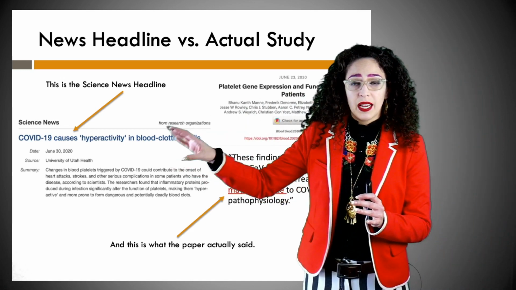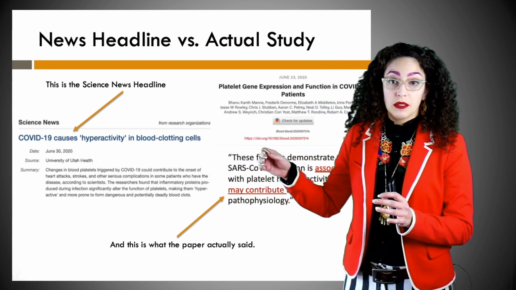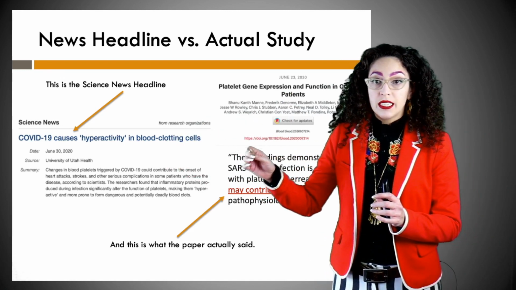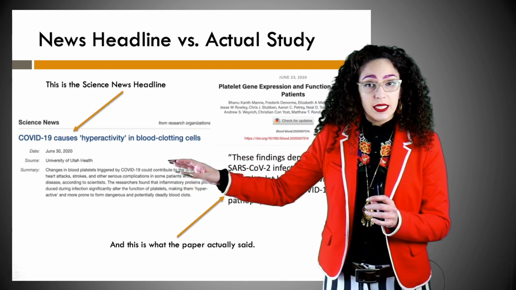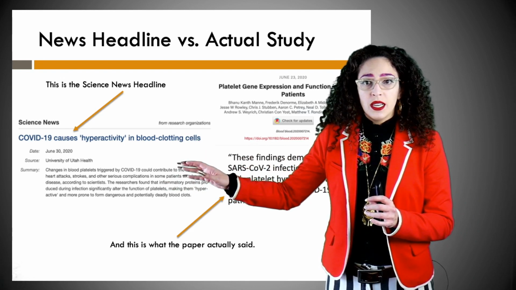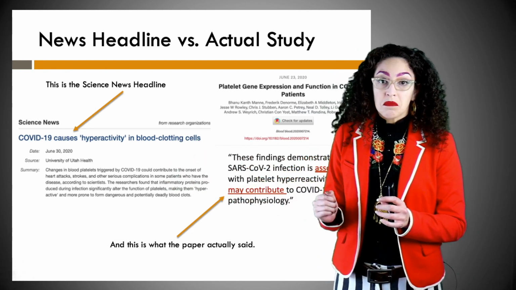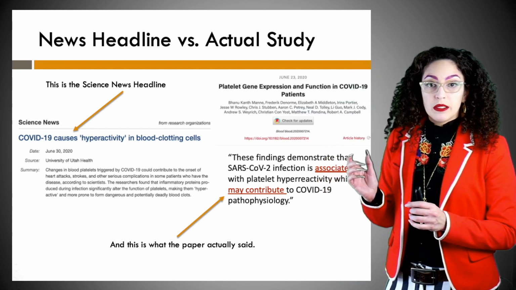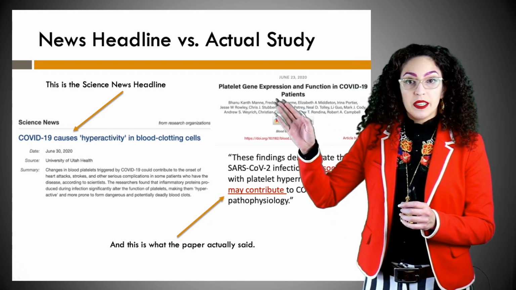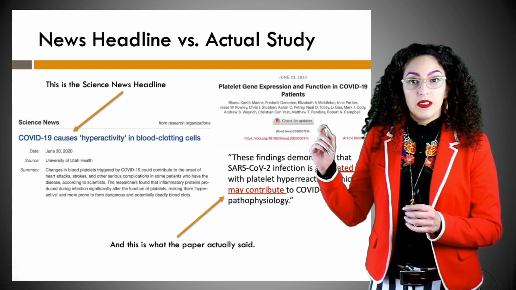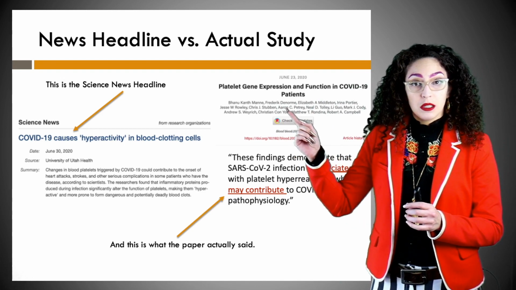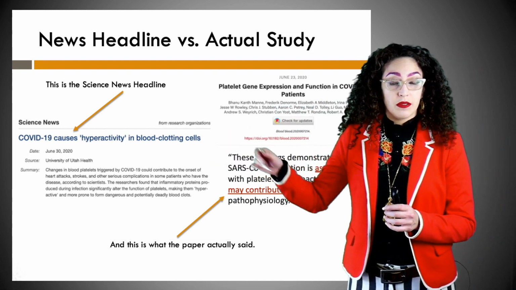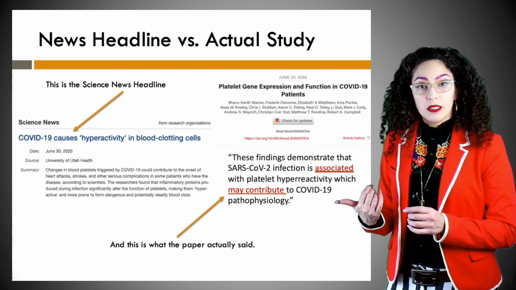So here, from Science News, which is a fairly respected little science publication, it says "COVID-19 causes hyperactivity," in quotes, "in blood clotting cells." Okay, but I was able to go and find the real paper, and the name of it, "Platelet Gene Expression and Functions in COVID-19 Patients." Okay, so look at that title versus that title, very different. And secondly, this is really their main finding.